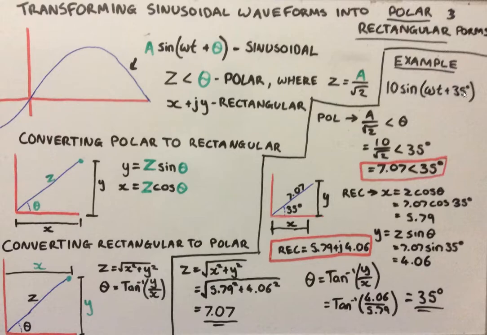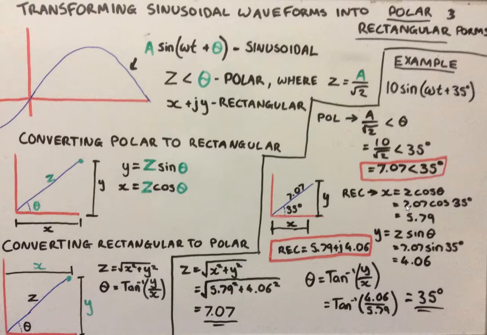So just to run through a quick example, we have the equation 10 sin(ωt + 35°). To transform this into the polar form, all we need to do is put the amplitude over root 2 and have it at the angle of θ. This will be 10 over root 2 at the angle of 35 degrees, which will then equal 7.07 at 35 degrees.